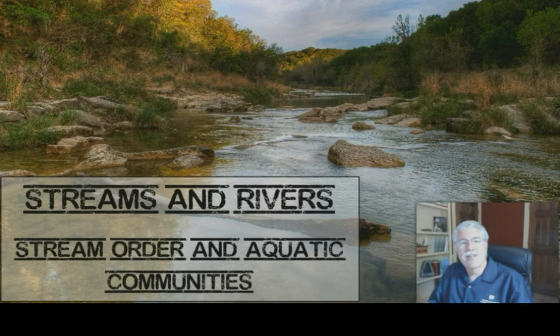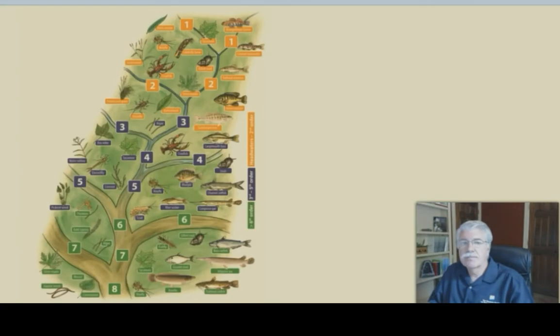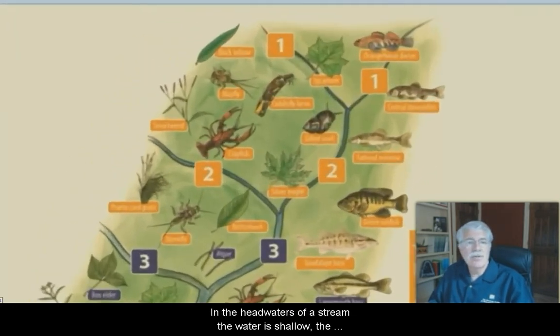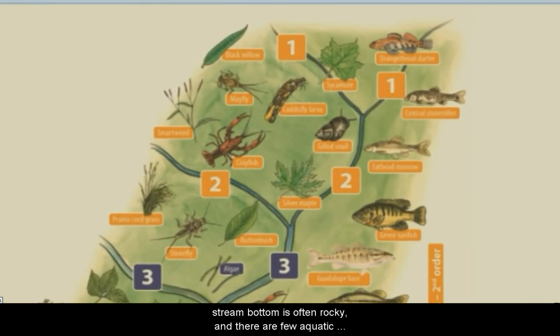Now let's take a look at an illustration of this. First and second order streams. In the headwaters of a stream, the water is shallow. Stream bottoms are often rocky, and there are very few aquatic plants. A lack of food limits the number of animals that can live there.